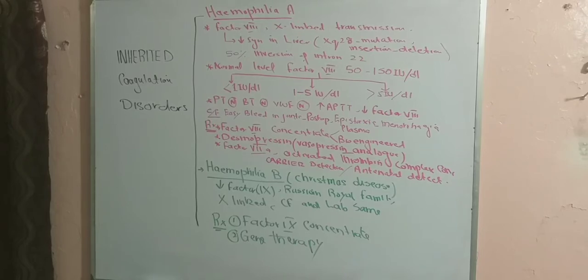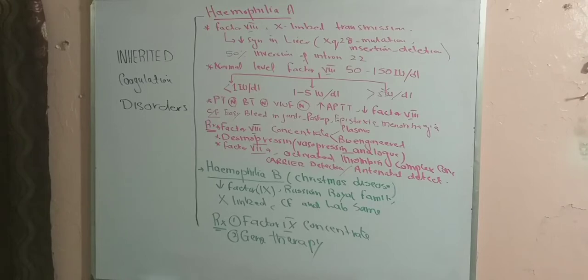Now, the normal level of factor 8, which is a clotting factor utilized in the secondary hemostasis during the extrinsic and intrinsic pathway, is 50 to 150 international units per deciliter. Hemophilia A is subclassified based upon the concentration of factor 8 in the body. In the most severe form, it is less than 1 international unit per deciliter. In the moderate category, it is between 1 and 5 international units per deciliter, and in the milder form, it is more than 5 to 10 international units per deciliter.